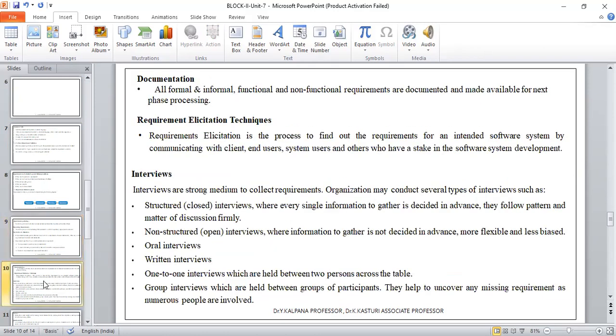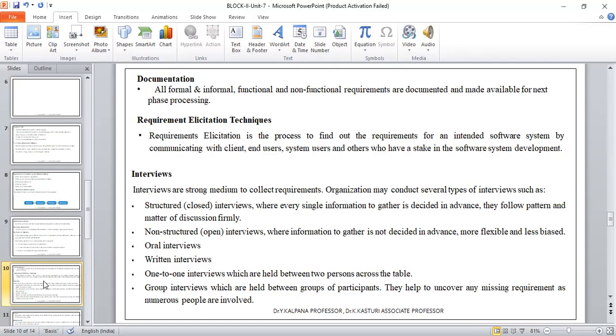Next comes the documentation. Everything is over. The comments have been validated. Then comes the documentation. What are things to be documented? All formal and informal, functional and non-functional requirements are documented and made available for next phase processing.